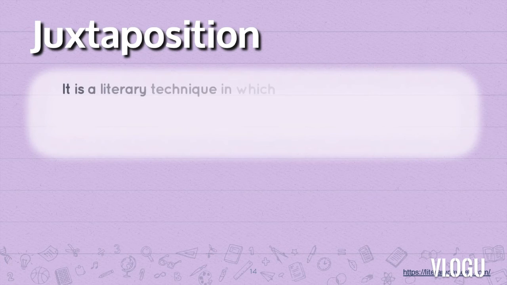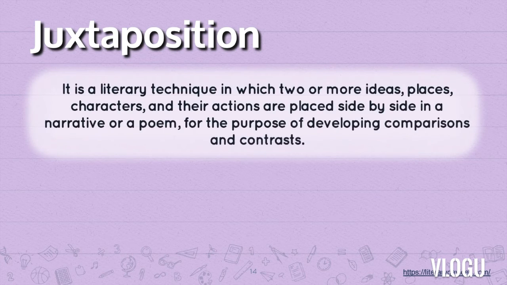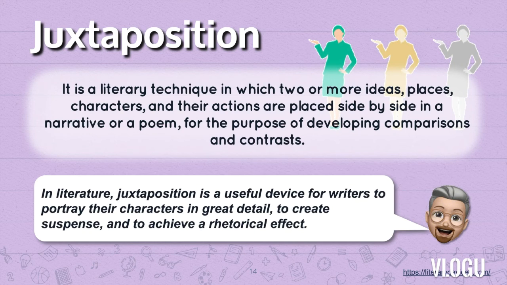Let's look at juxtaposition. It is a literary technique in which two or more ideas, places, characters, and their actions are placed side by side in a narrative or a poem for the purpose of developing comparisons and contrasts. In literature, juxtaposition is a useful device for writers to portray their characters in great detail, to create suspense, and to achieve a rhetorical effect.